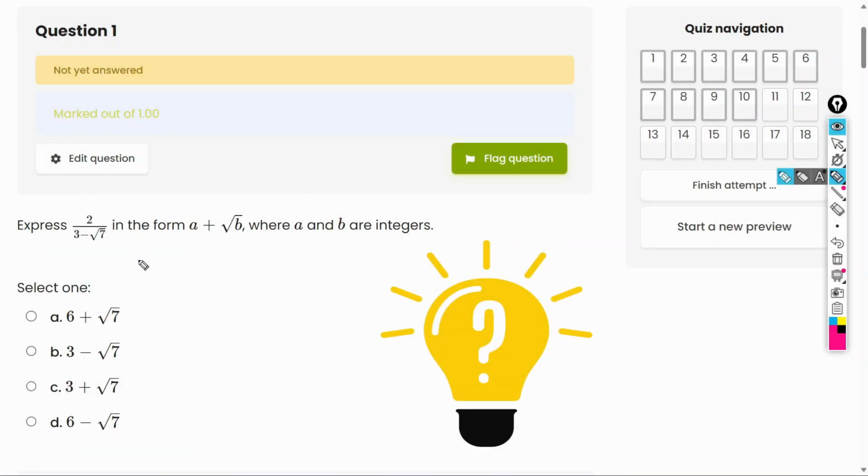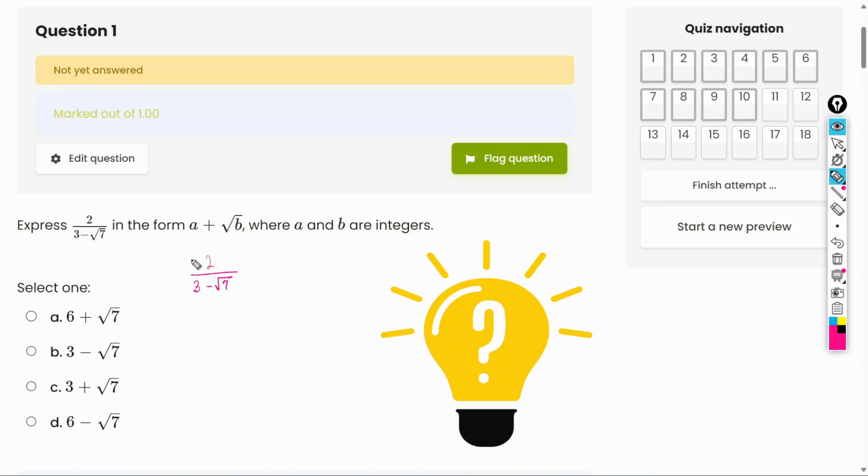Right, the first one says express 2 over 3 minus root 7 in the form a plus root b, where a and b are integers. So that is 2 over 3 minus square root of 7.